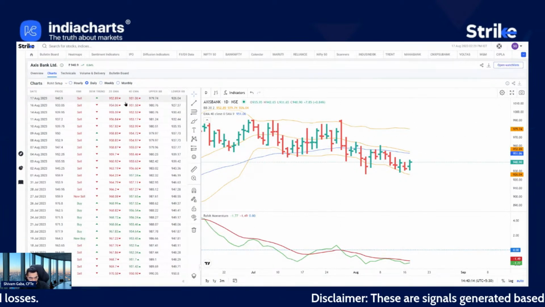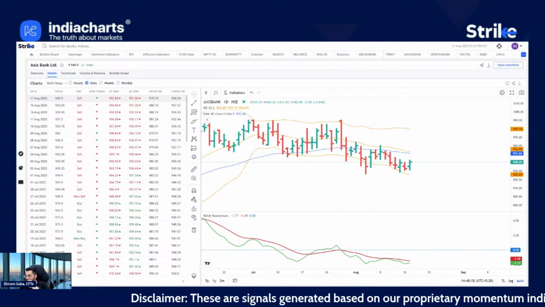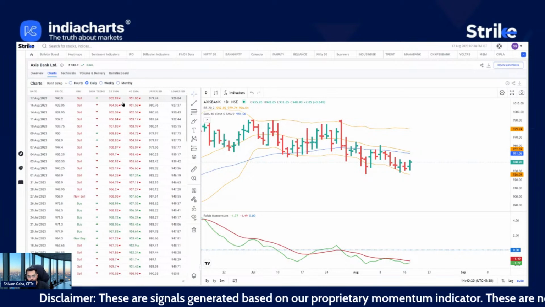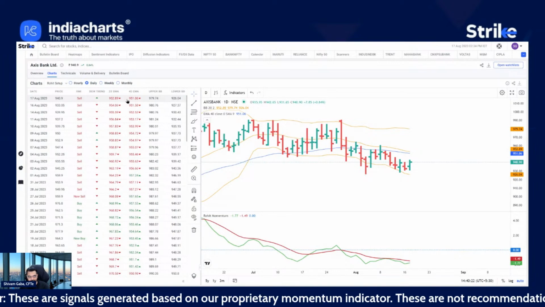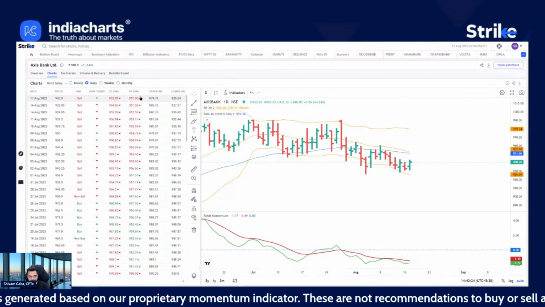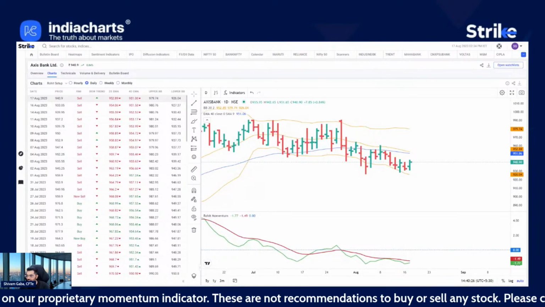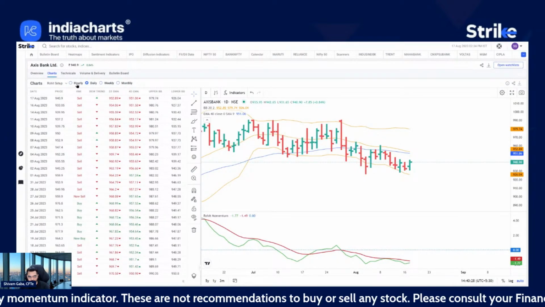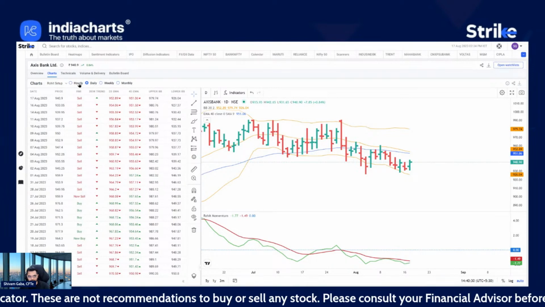Here you can see all the levels are also available for those who are not much into charts. They can just look at this data in a grid format and position size according to their time frame. So the same thing can be on weekly, daily, hourly, or monthly.